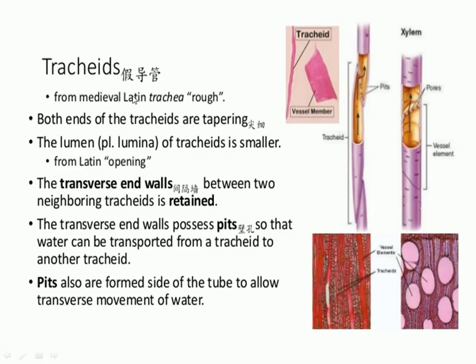Now I discuss here what the tracheid is, the function of the tracheid, and the structural components of the tracheid. Tracheid is derived from the Latin word trachea, meaning rough surface area. Their ends are tapering, and they possess pit areas for the transportation of water and mineral solutes from one tracheid cell to another tracheid cell. They form a tube-like structure through which water and mineral solutes are conducted from one area to another area.